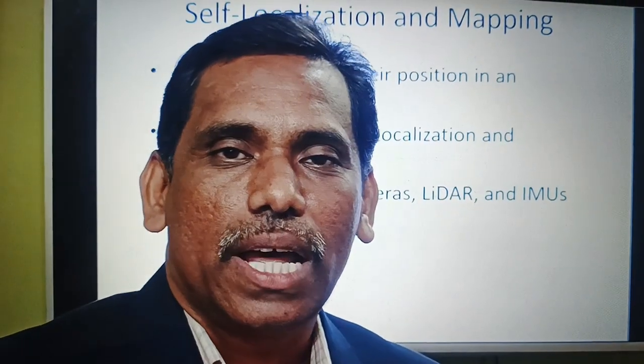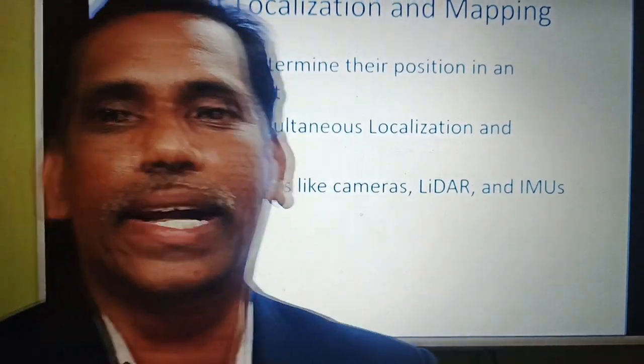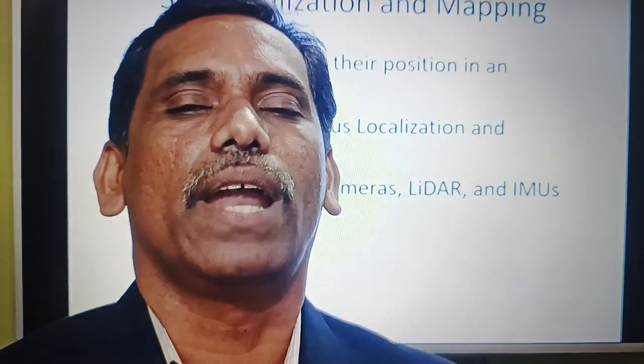So, simultaneous localization and mapping refers to the ability of a robot to determine its position in an environment while simultaneously creating a map of that environment. This is commonly known as SLAM.